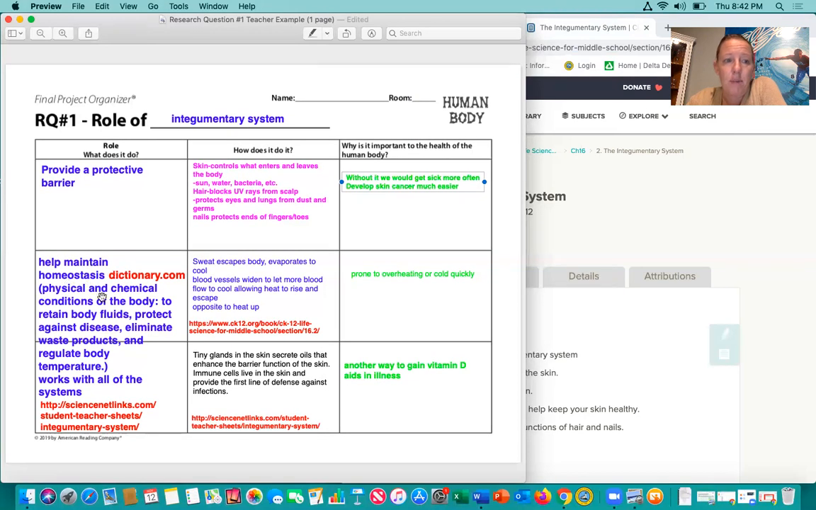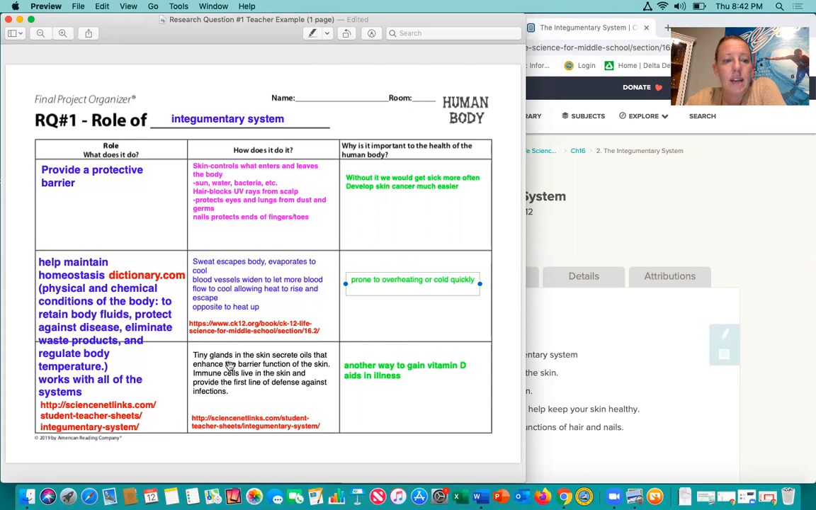And then it helps to maintain homeostasis, which is that physical and chemical balance that we have in our body. We control temperature that way, and we do that by sweat escaping our body. So when it evaporates, it cools our body, and our blood vessels widen to let more blood flow. That allows our body to cool. And it heats up the opposite way, when our blood vessels shrink. So why is this important to our body? Well, we won't overheat or freeze, right? Get too cold too quickly.